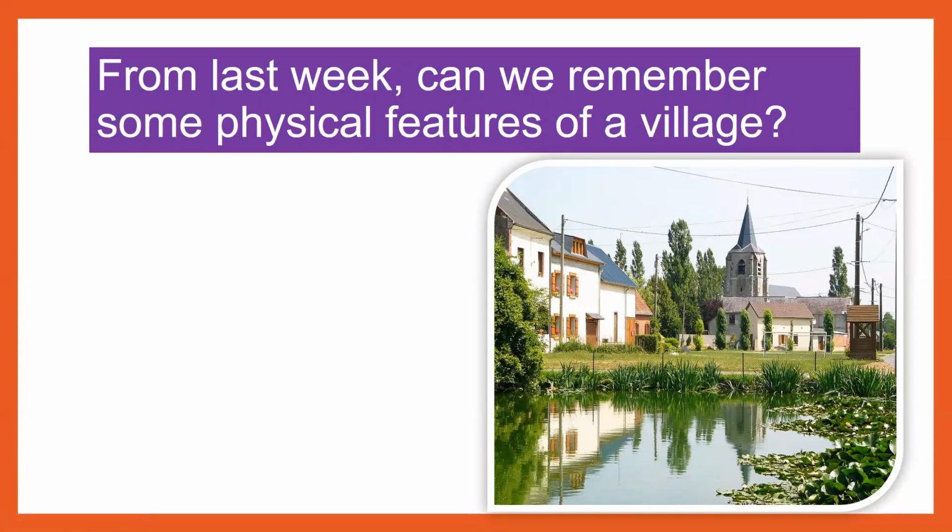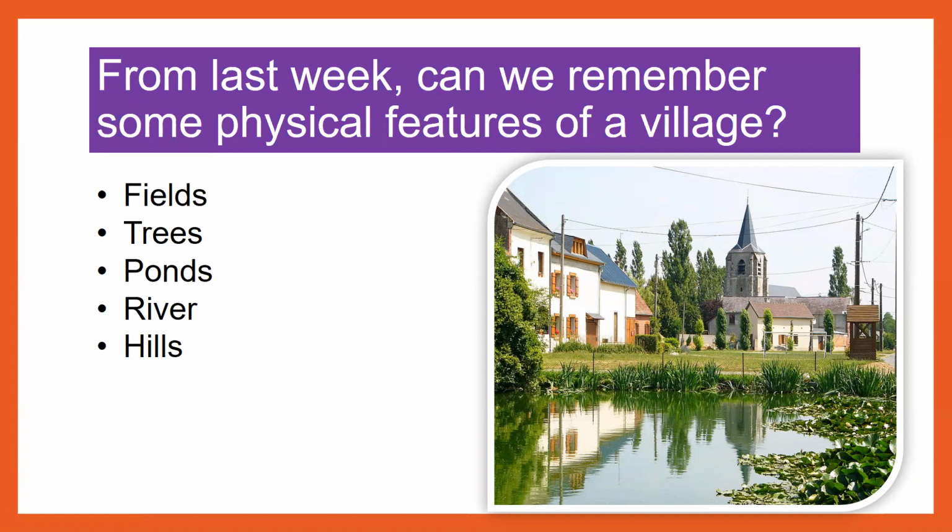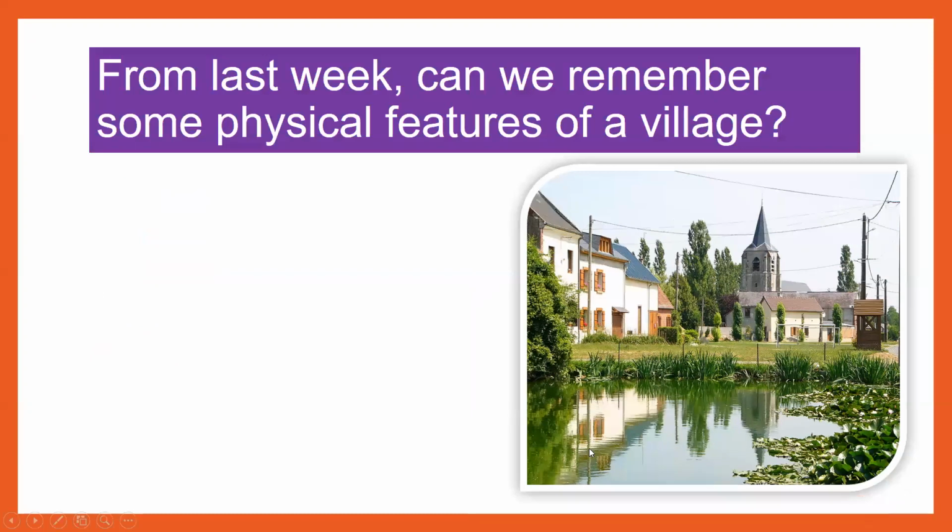Now, if we think back to last week, can we remember what some of the physical features were of a village in particular? So hopefully you remembered that they had things like fields, trees, ponds, rivers and hills. And often, in the centre of a village, you will see there are a lot of ponds, or there might be one main pond. You can see in this picture here, this is the main town bit, and then it's very near to the local church.